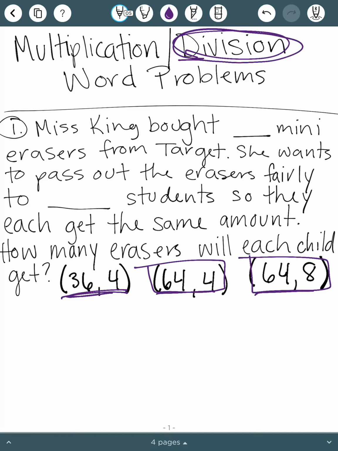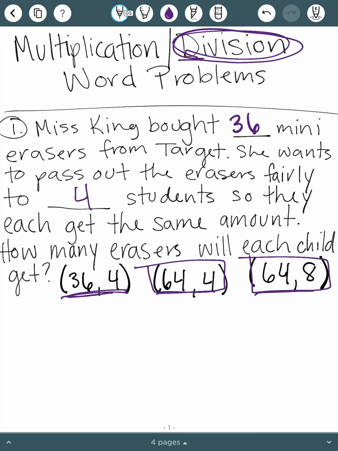So this would be: Miss King bought, in this first case, 36 mini erasers from Target. She wants to pass out the erasers fairly to 4 students, so they each get the same amount. How many erasers will each child get?